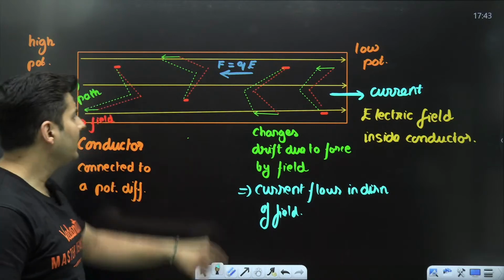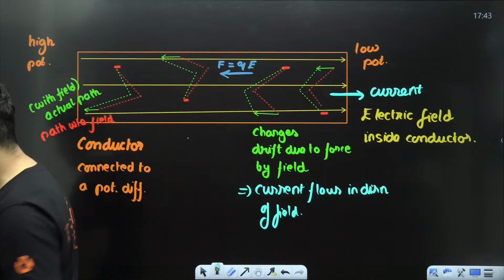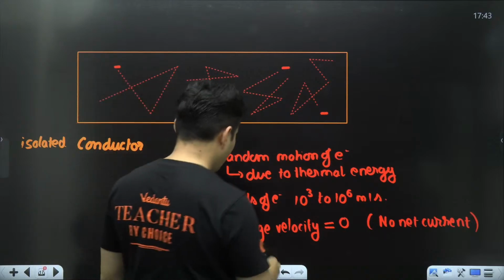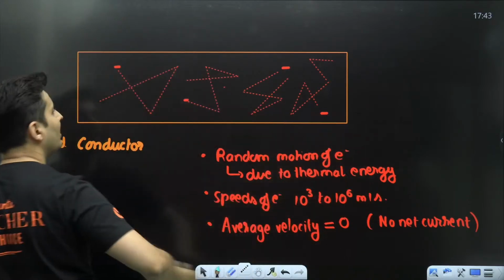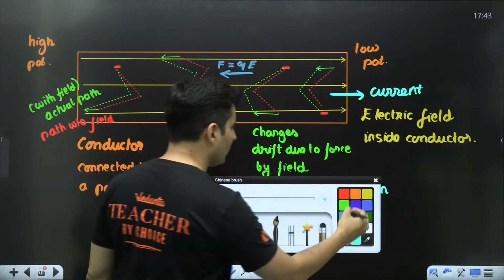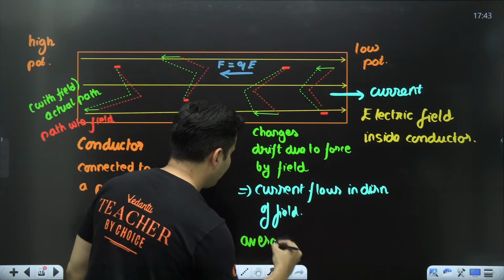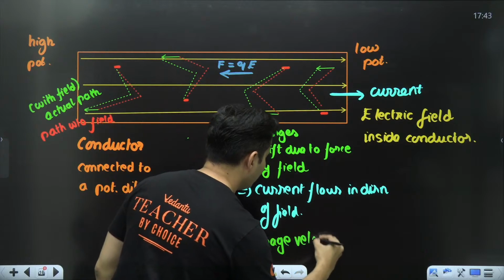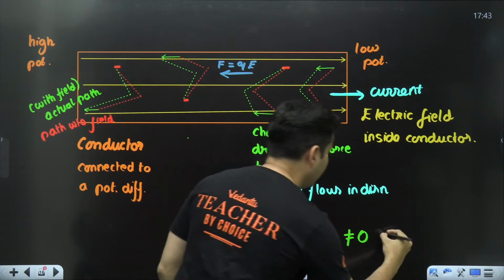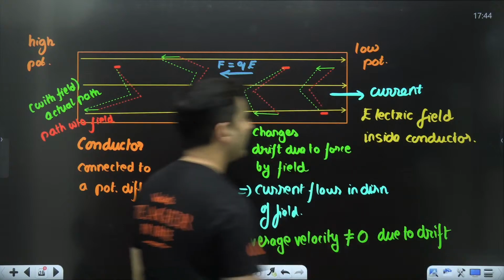Now quickly think and tell me, is the average velocity going to be zero or not in this particular scenario? In the previous scenario, on an average, these electrons, one will move here, one will move there. On an average, the velocity was zero. In this particular scenario, do you think the average velocity will be zero? No, right? In fact, the average velocity will not be zero due to the drift and that current.